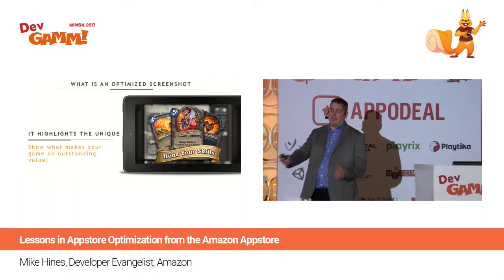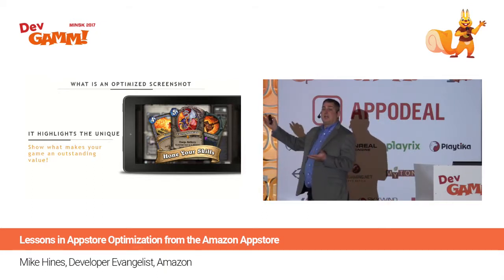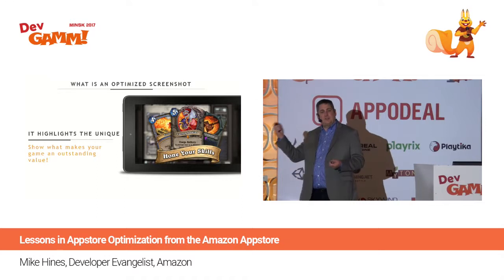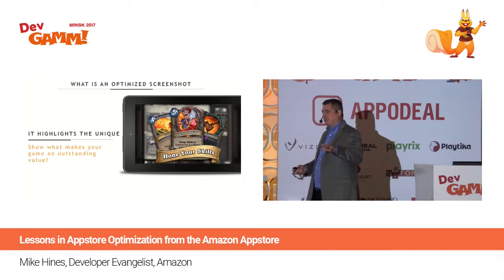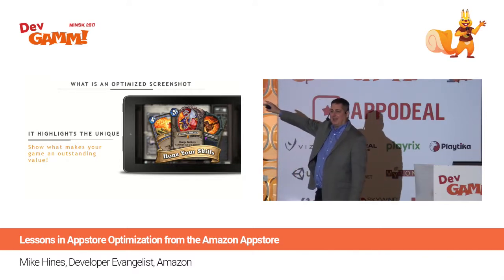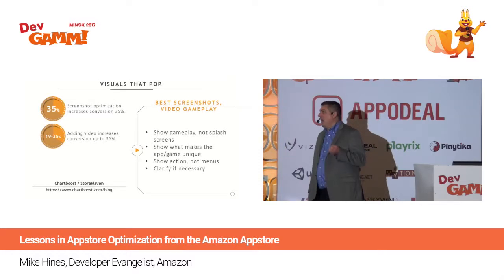In some cases, it's a unique part of the gameplay. In some cases, it's actually something that's really beautiful about the game. In Hearthstone, the cards are really kind of cool. So here's a screenshot highlighting how cool the cards are. And it also kind of highlights how cool Hearthstone is, because you've got Leroy Jenkins in the middle. And anyone who remembers the World of Warcraft YouTube video with Leroy Jenkins, man, they get it. These people understand gaming. I like these people already. And so that's an optimized screenshot.